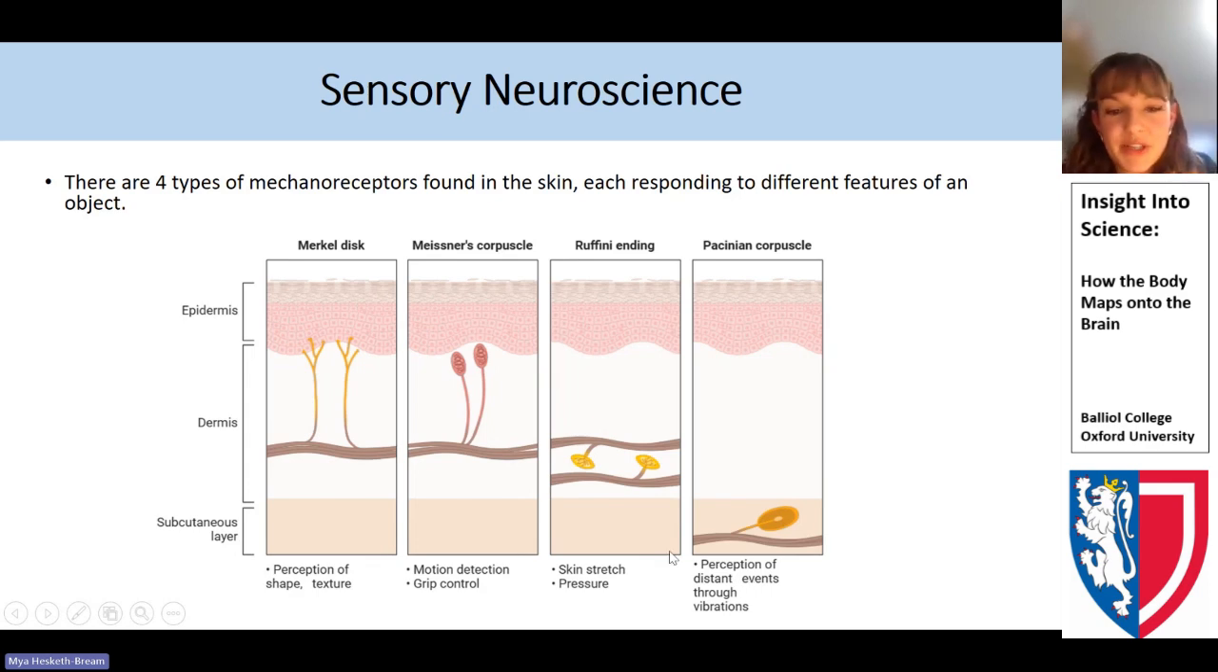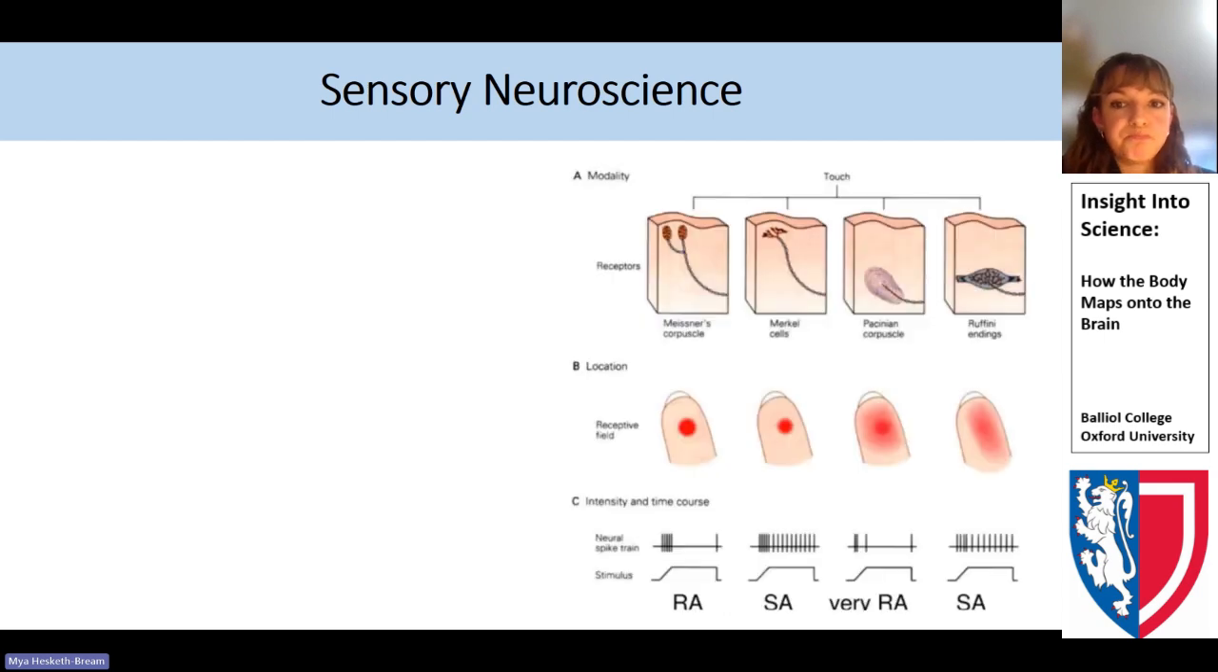So I don't want you to memorize all of these things. I just want to portray that we've got these different types of receptors that are found in the skin, and they're picking up different types of information about an object. So you need to be able to know what kind of shape it is, whether it's moving, whether it's still, and its size. So all these different types of information.